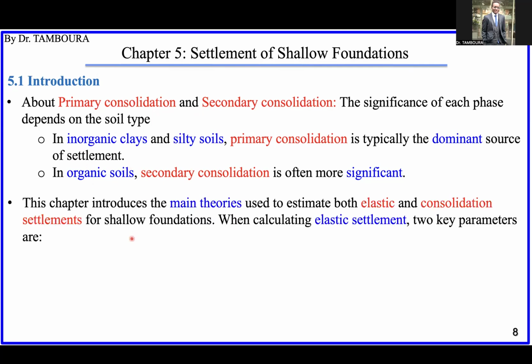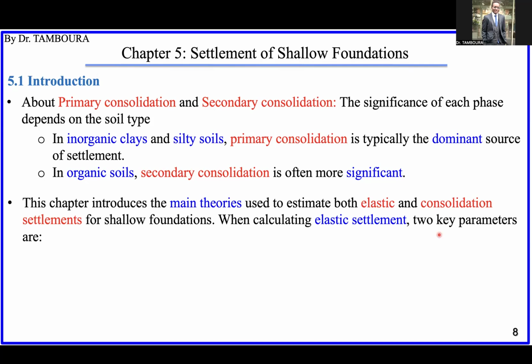So in this chapter, we'll try to introduce the main theories used to estimate both elastic settlement and consolidation settlement. Elastic settlement happens fast, immediately after loading, and consolidation takes much longer time. And remember, for consolidation we have two types. So we are going to see how to estimate these.